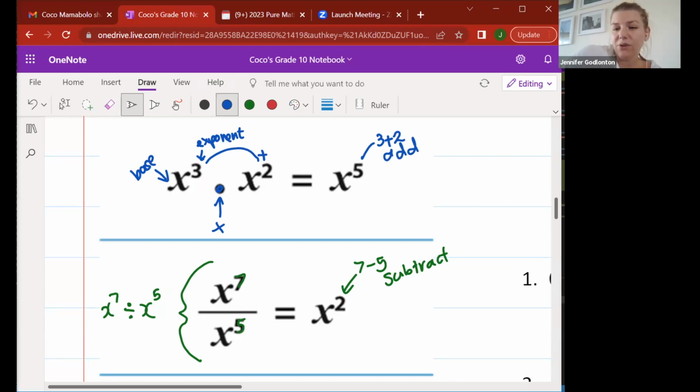Okay, I'm going to have to scroll past these two. So if you want to take a screenshot, this is your time. Remember, the most important thing with these is that the bases have to be the same in order for us to do this. So we can't have an x and a y.